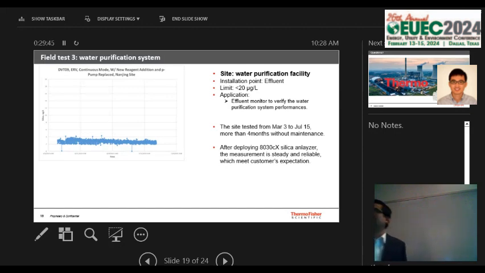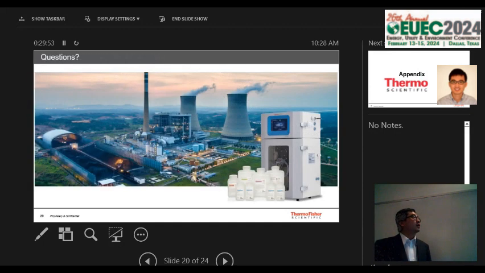So after deploying this analyzer, the customer is really excited, and they want to take our analyzer. Yeah, with that, this is everything. Any questions or comments?